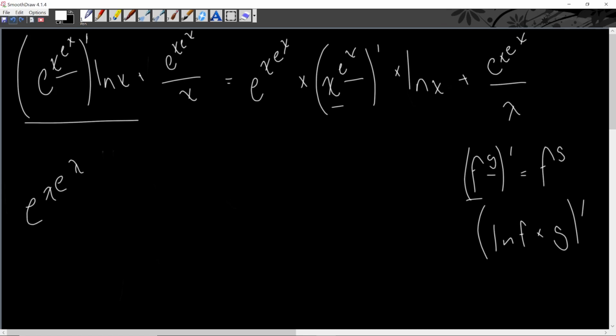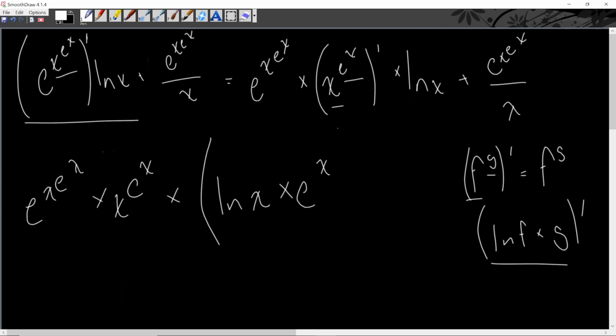We will have this is equal to our x to the power of e to the power of x still in the front. So this is going to be times x to the power of e to the power of x, and then times ln of f, which is x in this case, times g, which is going to be e to the power of x in this case, prime.